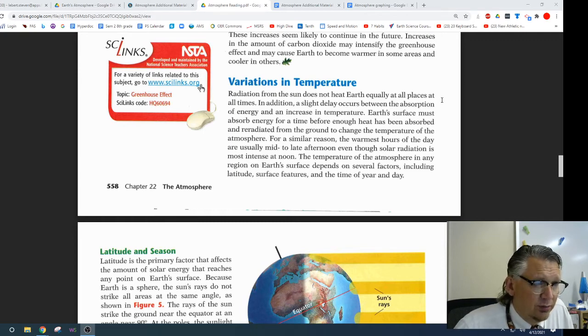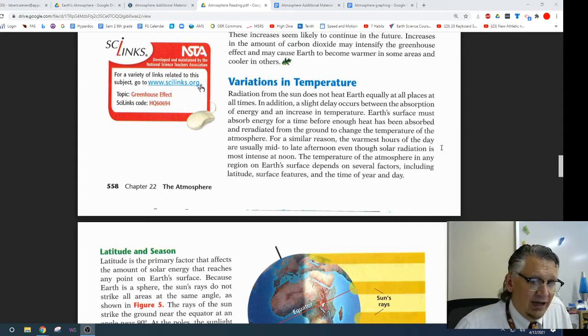Earth's surface must absorb energy for a time before enough heat has been absorbed and re-radiated from the ground to change the temperature of the atmosphere. For a similar reason, the warmest hours of the day are usually mid to late afternoon, even though solar radiation is most intense at noon.